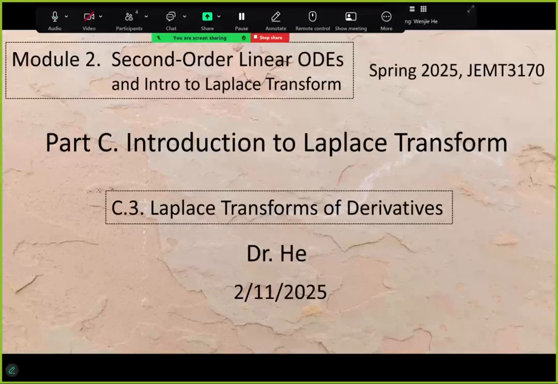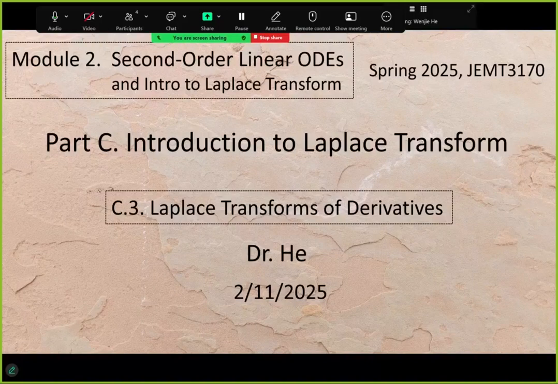C.3, Laplace transform of derivatives. So C.3, C.4, we will derive the formulas, Laplace transform formulas for derivatives, integrals. These two formulas are very important to help us solve ODEs. Another powerful tool we need to use when we solve ODEs. All right, C.3 first.